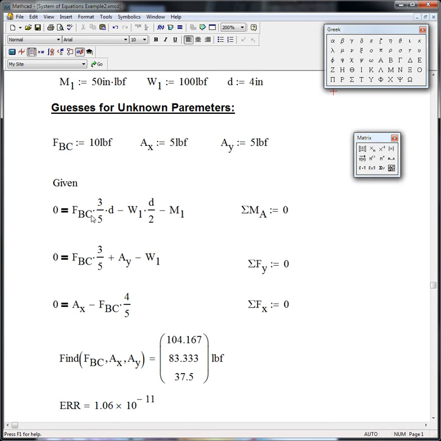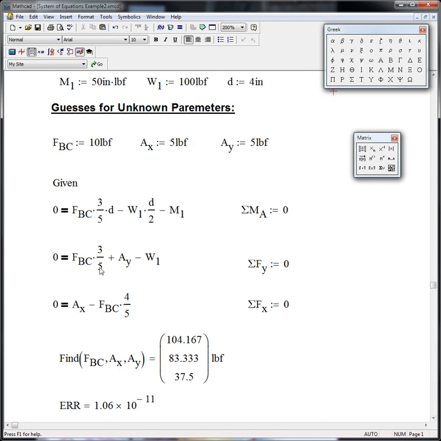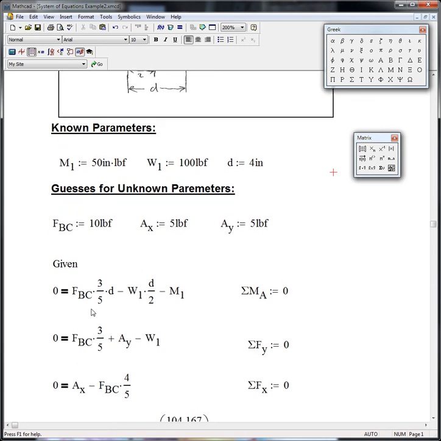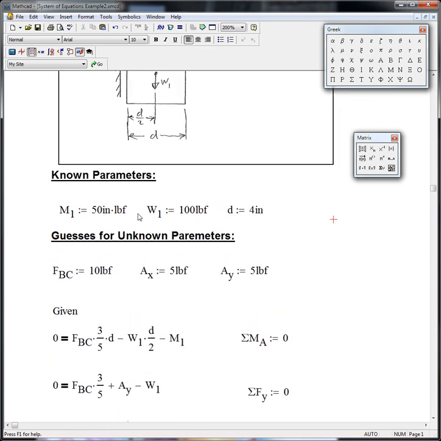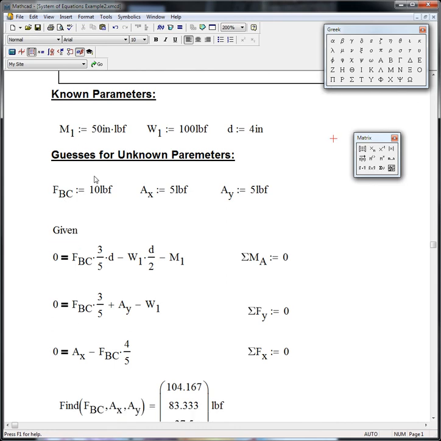labels here. This equation comes from the sum of the moments about A, just summing the moments about A there. And then of course this equation is from the sum of the forces in the y direction. This is from the sum of the forces in the x direction. So you can see again they have the bold equal signs. There's three equations. We're saying that there's three unknowns, even though we've assigned values to all the parameters here.